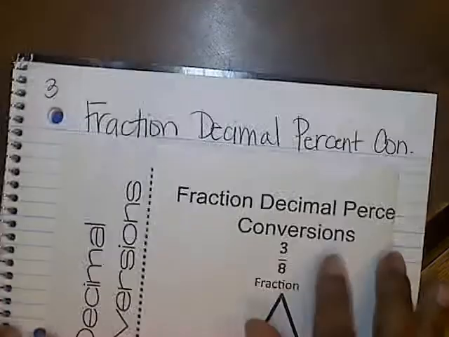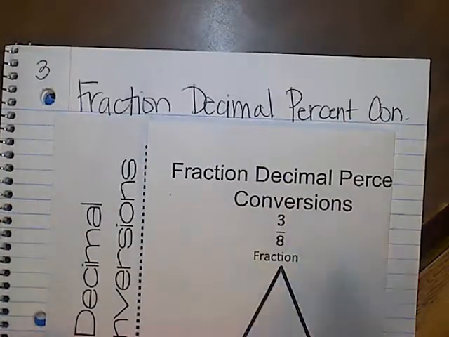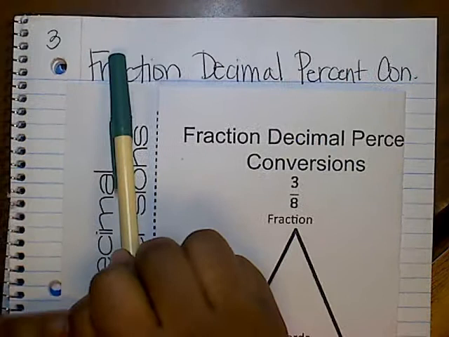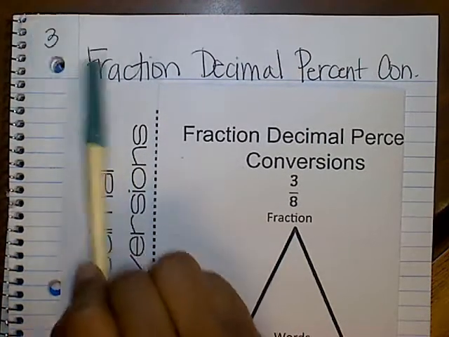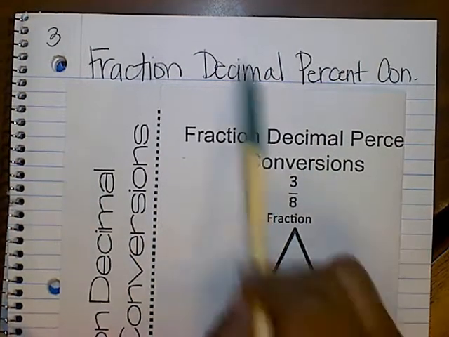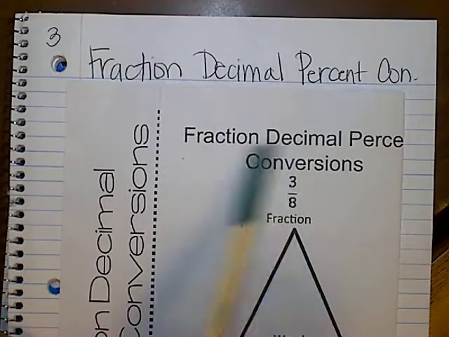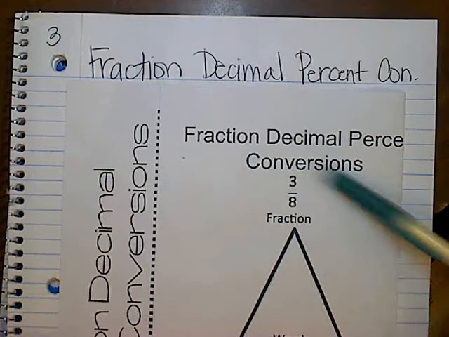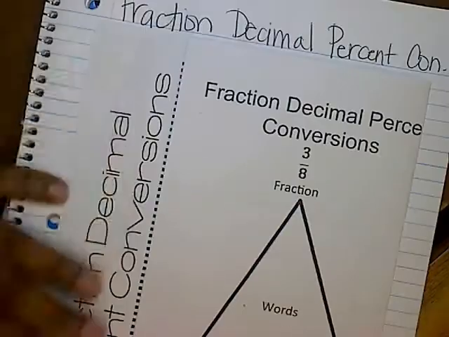So we're getting a lot of foldables in here, which is great. These are awesome resources for you. Go ahead and put your page number in the top, 3, and then fraction, decimal, percent. I couldn't fit conversions, so if you want to write smaller than me, that's great. But you also have room. It's right here on your paper, so you don't have to worry too much. So we're going to go ahead and get started.